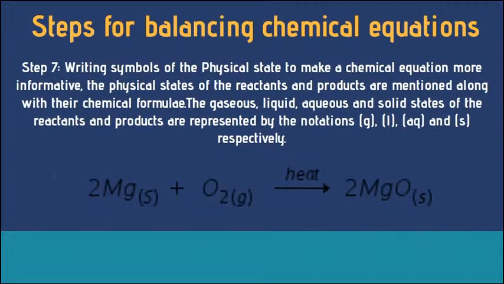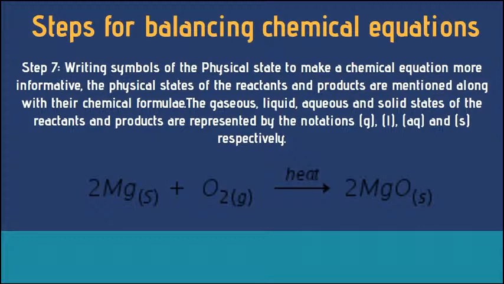And the last step, step 7. Writing symbols of the physical state to make a chemical equation more informative. The physical states of the reactants and products are mentioned along with their chemical formulae. The gaseous, liquid, aqueous and solid states of the reactants and products are represented by the notations G, L, S, AQ, as I've said before.